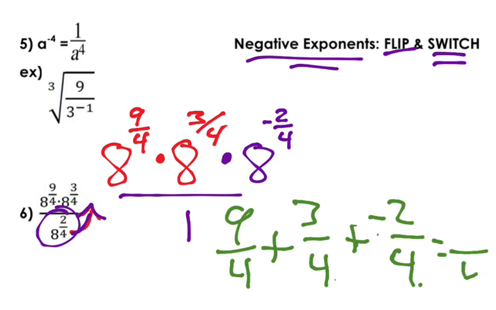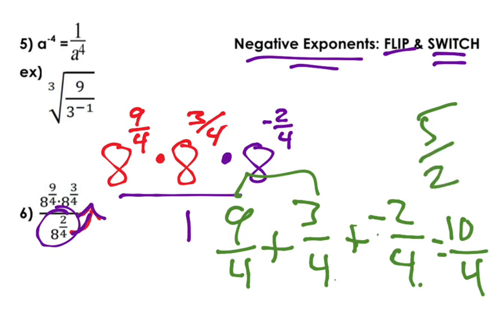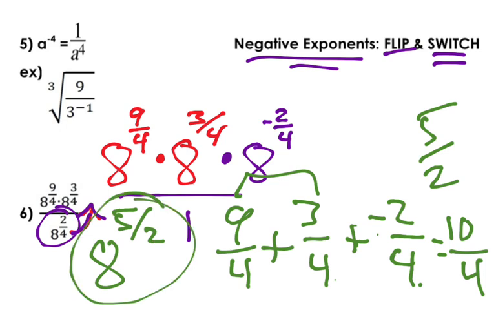You have this common denominator already set up with a 4, so just add 9 and 3, that's 12. 12 minus 2, that's going to be 10. And then 10 over 4 reduces to 5 over 2. So you have 8 to the power of 5 over 2 as your final answer.